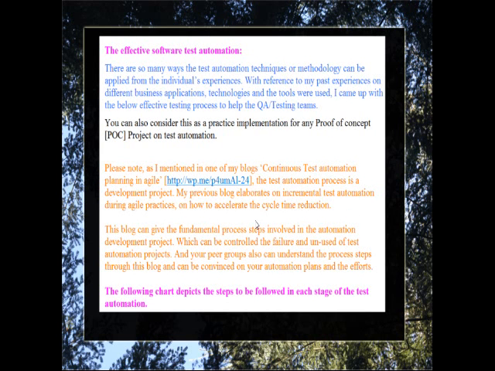That way one can identify, for the past sprint requirements, a particular area of the test requirements and start doing the incremental test automation. This blog can give the fundamental process steps involved in the automation development project, which can control the failure and non-use of test automation projects. And your peer groups also can understand the process steps through this blog and can be convinced of your automation plans and the efforts.